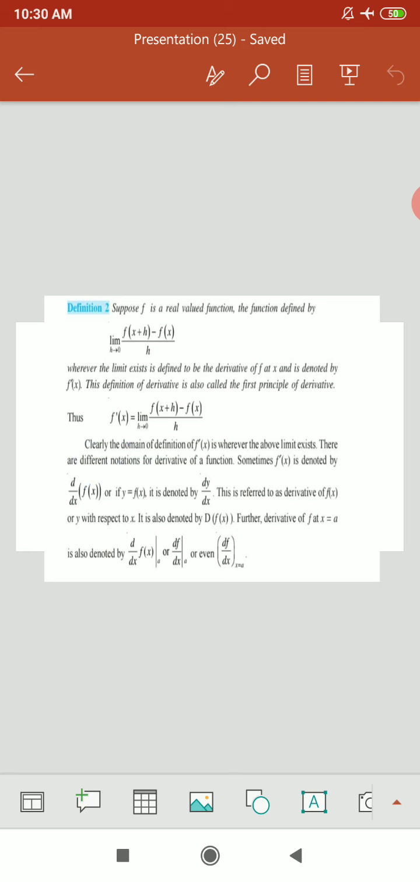ठीक है, the definition of derivative is also called the first principle of derivative. Thus f dash of x is equal to limit h tends to 0 f of x plus h minus f of x divided by h. Clearly, the domain of definition of f dash of x is wherever the above limit exists.